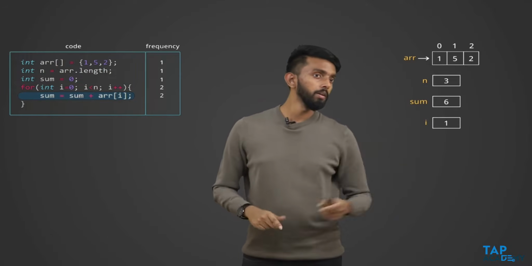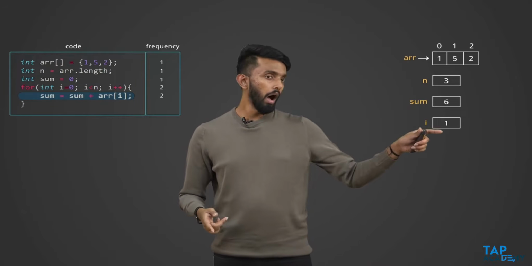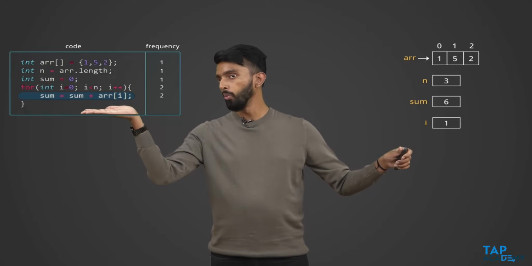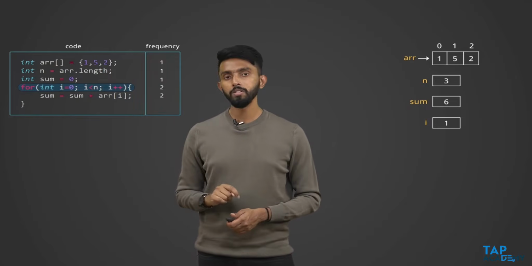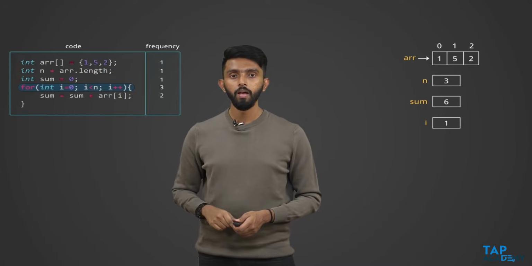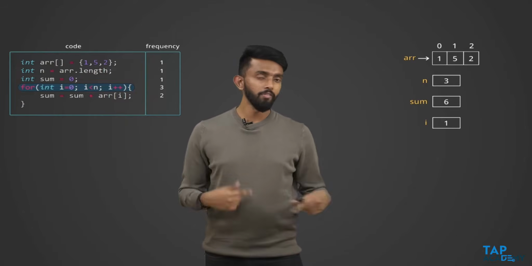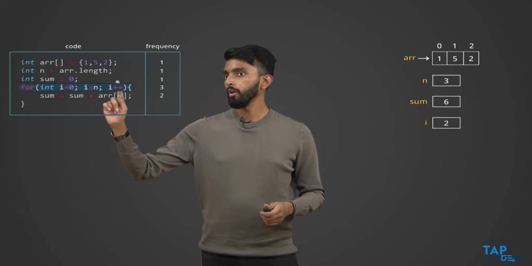Sum will be updated. After which again you are within a loop. So again you will go back on top. This is the third time the statement is executing. Next again I plus plus means I value is going to increment. After I value increments, check the condition.